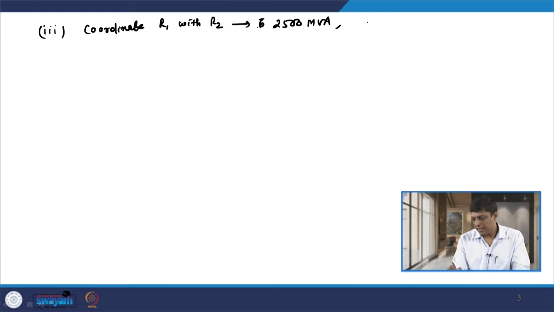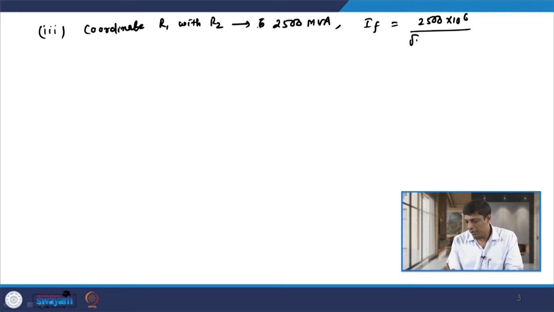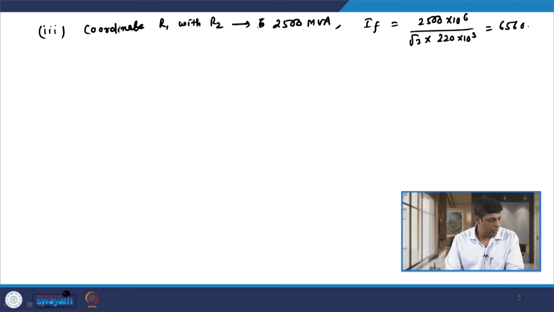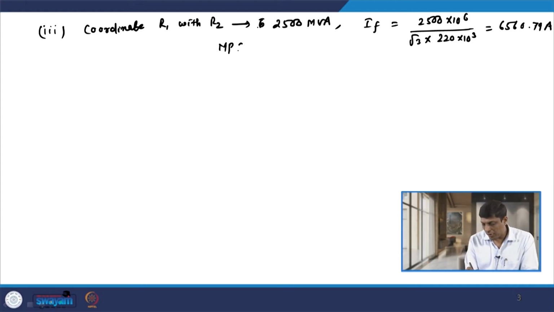So, for this, let us calculate the fault current, that is 2500 into 10 raised to 6 divided by root 3 into voltage level, that is 220 kV, and if we solve this, then we have the value, that is 6560.79 ampere.